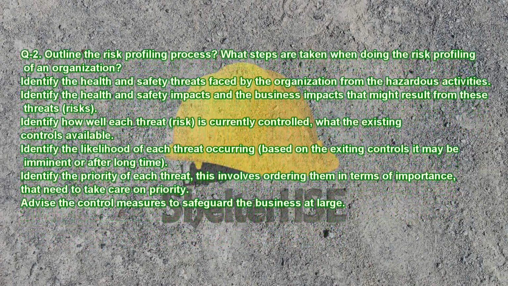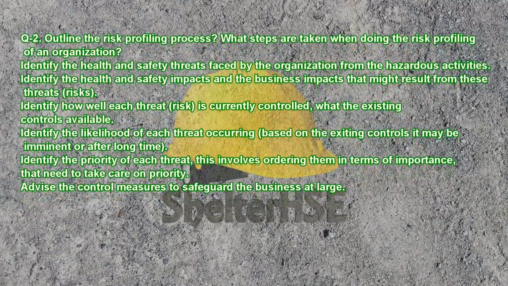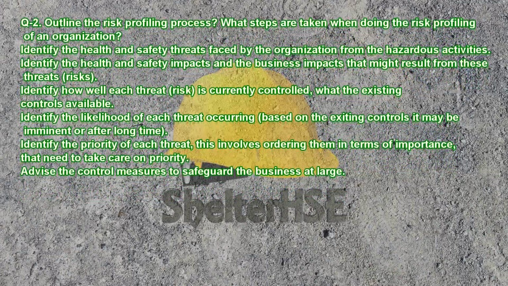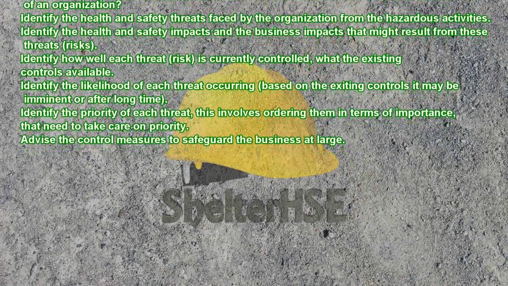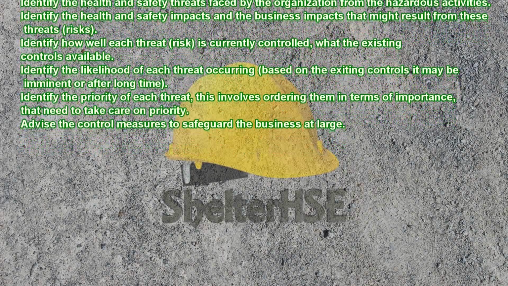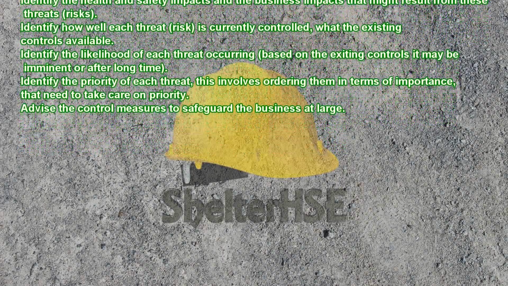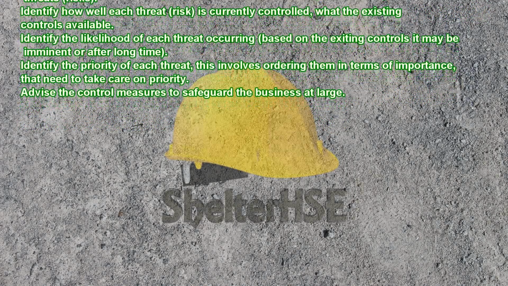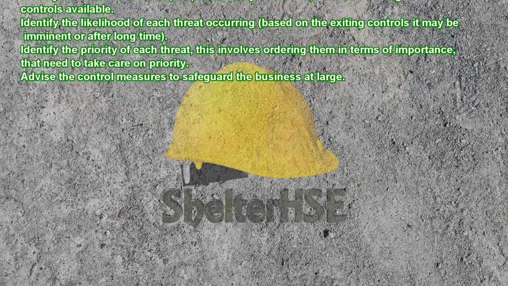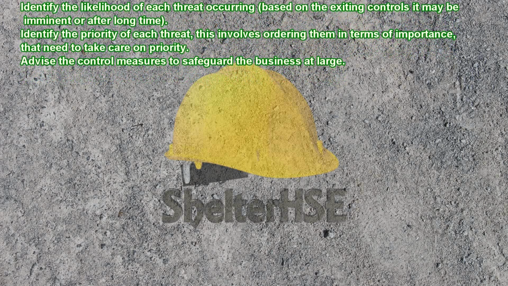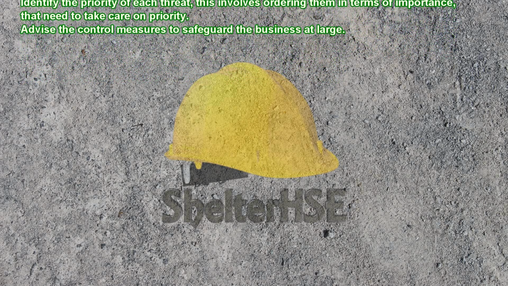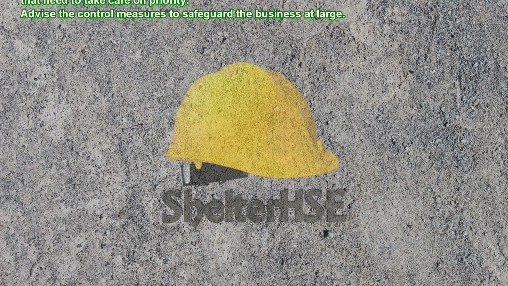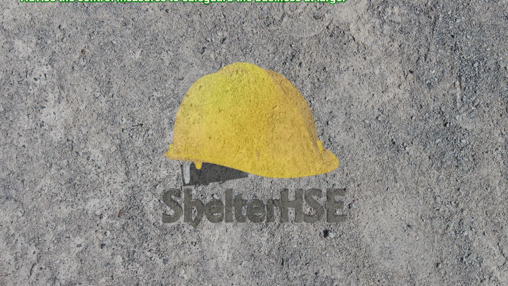Identify how well each threat, risk, is currently controlled, what the existing controls are. Identify the likelihood of each threat occurring, based on the existing controls. It may be imminent or after a long time. Identify the priority of each threat. This involves ordering them in terms of importance, those that need to be taken care of on priority. Advise the control measures to safeguard the business at large.